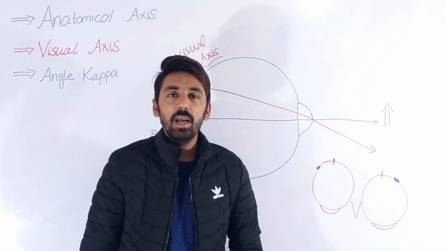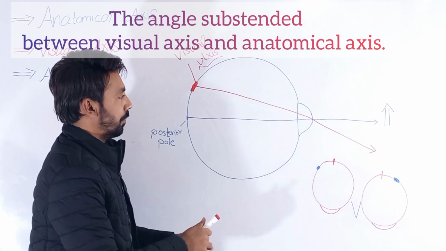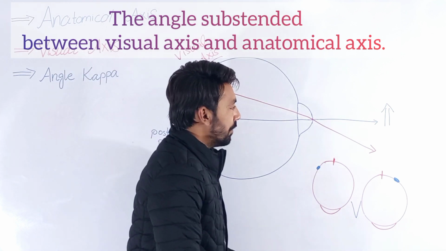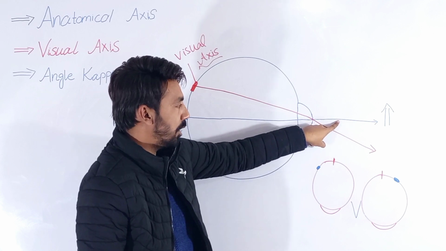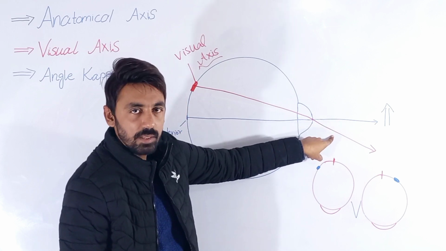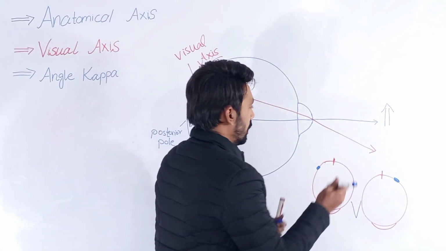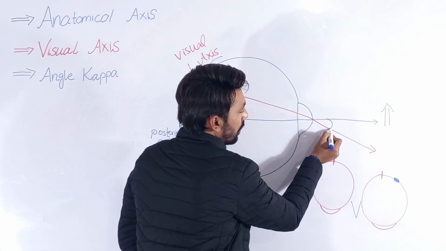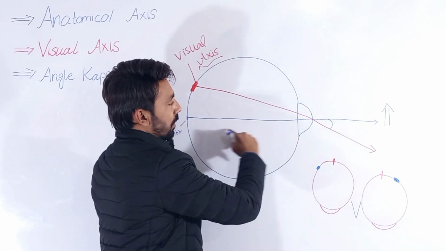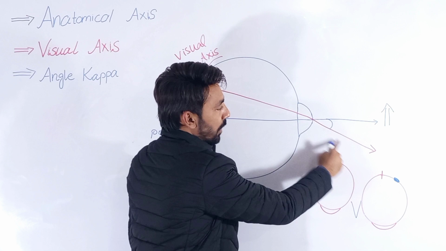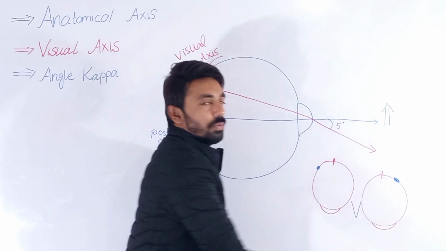Now we will learn about the angle kappa. The angle kappa is the angle which is subtended between the anatomical axis and the visual axis. This angle is called the angle kappa. The angle which is subtended between the anatomical axis and the visual axis, and the angle kappa is normally 5 degrees.